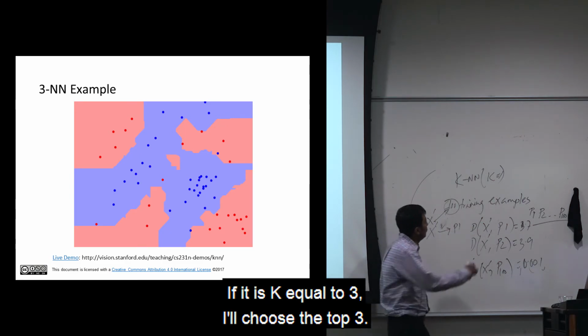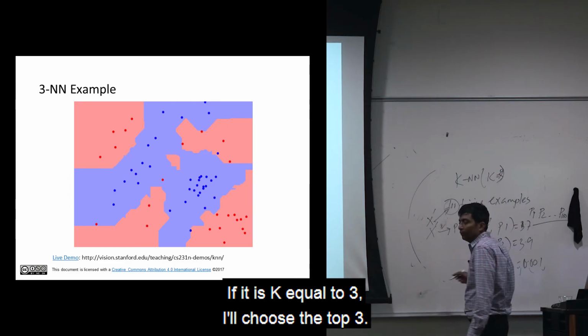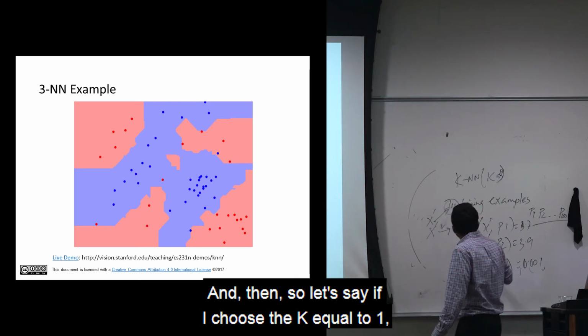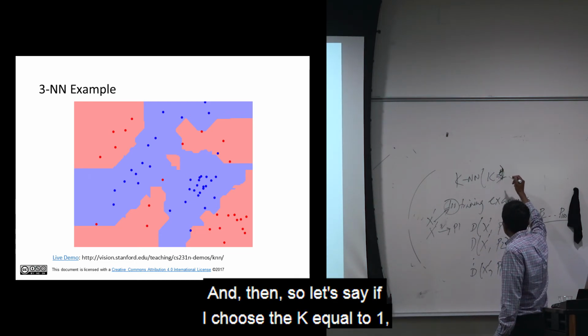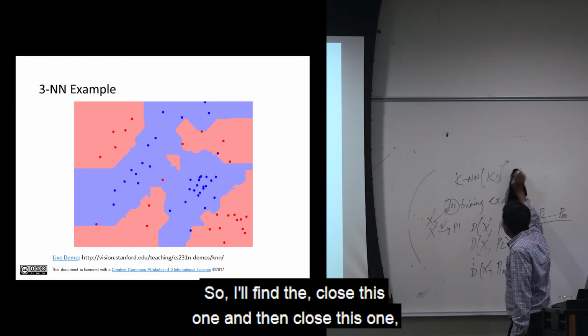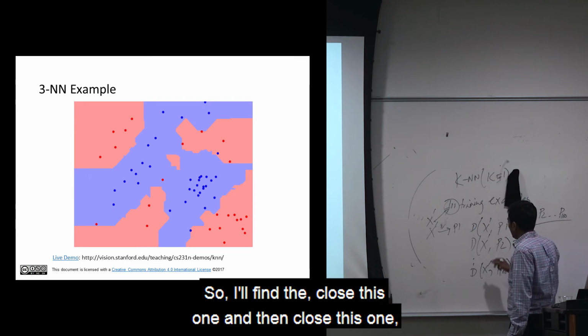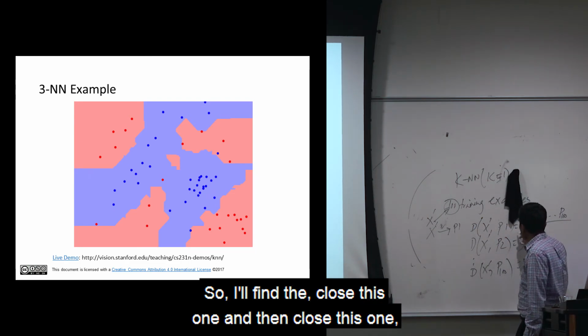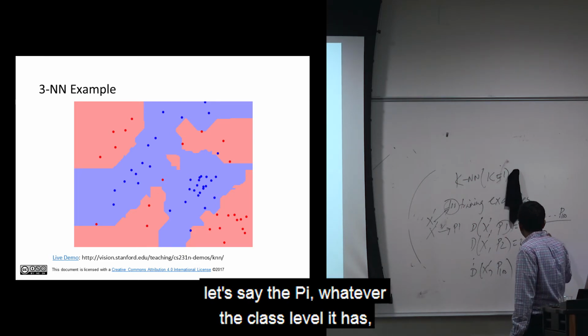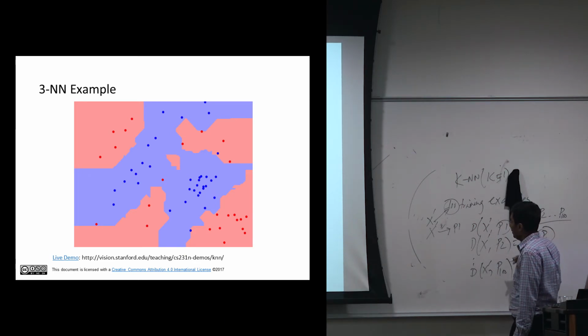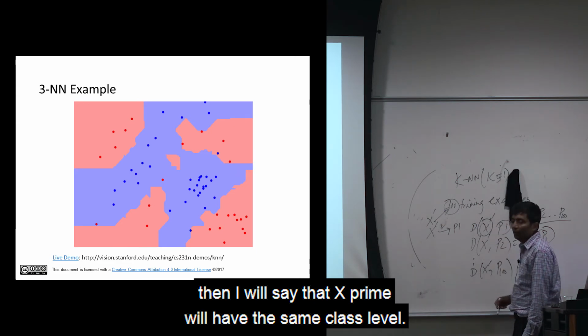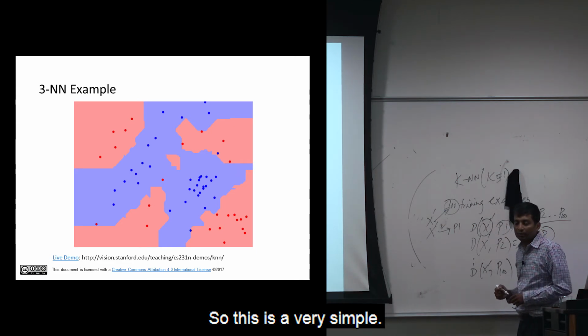If it is k equal to 3, I will choose the top 3. So let's say if I choose k equal to 1, then what will happen? I will find the closest one, and whatever the class label the closest one, say pi, has, I will say that x prime will have the same class label. So it's a very simple approach.